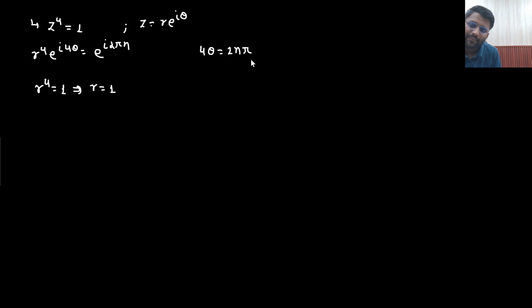What I will assume is z as r e to the power iota theta. So what we are getting? R to the power 4 e to the power iota 4 theta equals 1, and 1 is nothing but e to the power i 2n pi. So r to the power 4 equals 1, so the value of r is 1 only. 4 theta equals 2n pi, so theta equals n pi by 2. So we have the r value and theta value. That means z equals 1 times e to the power j n pi by 2.